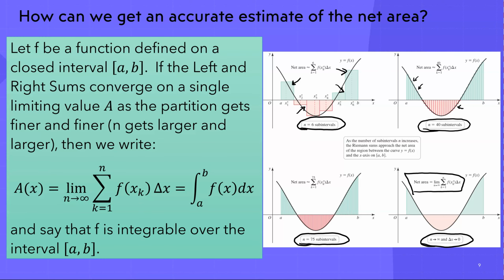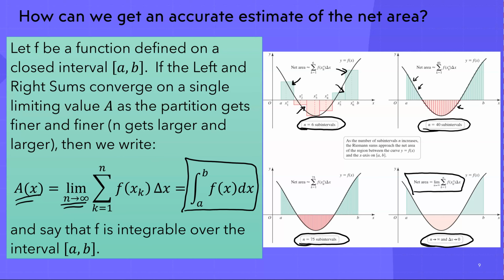So I'm going to go ahead and define what a definite integral is. It's basically the sum of all of the rectangular strips. It's the net area when n is approaching infinity, when there are infinitely many partitions. So the net area becomes what we call a definite integral, and we will say that the function f is integrable over the interval from a to b. So there is a definition of what an integral is.